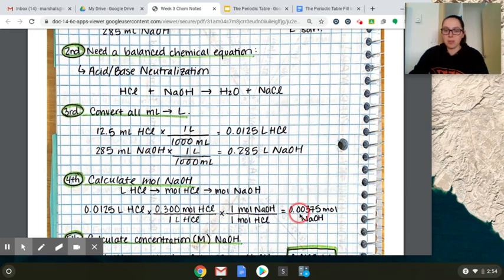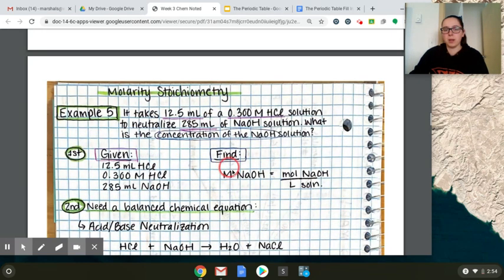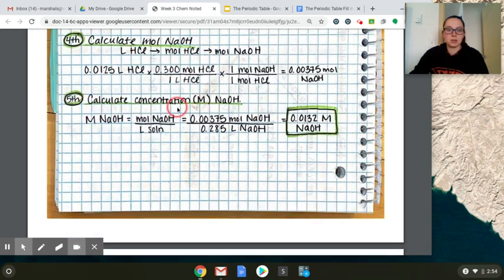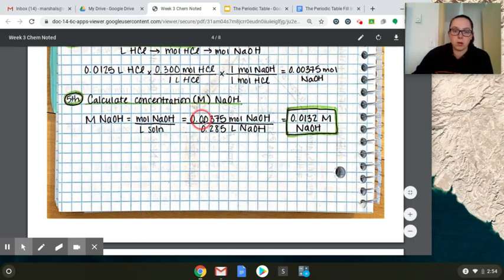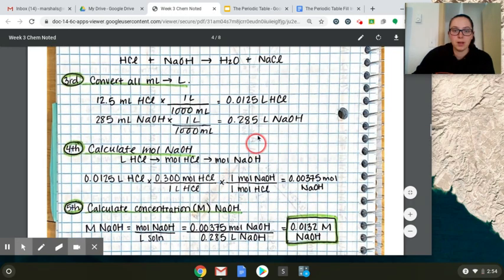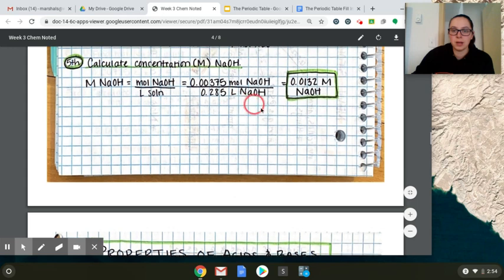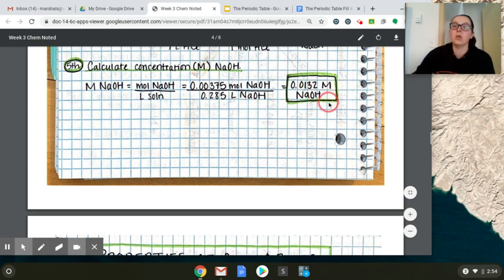Okay? Now I found my moles, but I'm not quite done because this problem wants me to find molarity. I have to find the concentration of NaOH. So that brings me down to my 5th step, calculate the concentration of NaOH. Well, we know that molarity is equal to moles over liters. I have a mole amount because that's what I just calculated over here at 0.0037 moles of NaOH. I have my 0.285 liters of NaOH. That was calculated up here and given to me. And I do this number divided by this number, and I get 0.0132 molar NaOH.